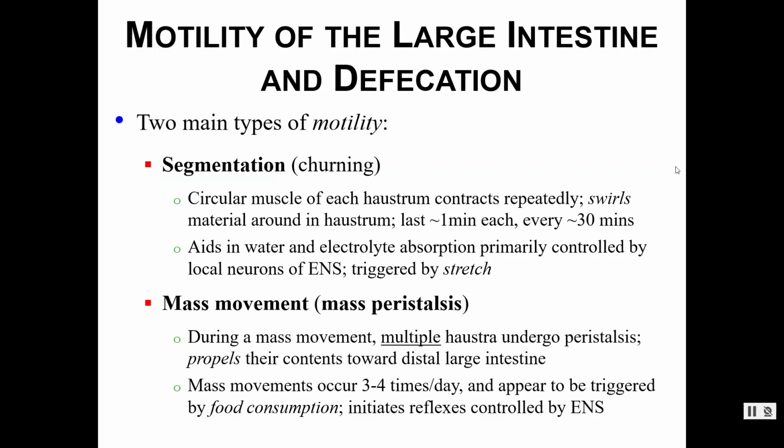Now, motility. We have two types of motility associated with your large intestine. We've got segmentation and we've got mass movements, also known as mass peristalsis. Now, we've mentioned segmentation before when we talked about the small intestine, so this one's familiar to us. The circular muscles of each haustra contract repeatedly to kind of swirl the material around in each haustrum.